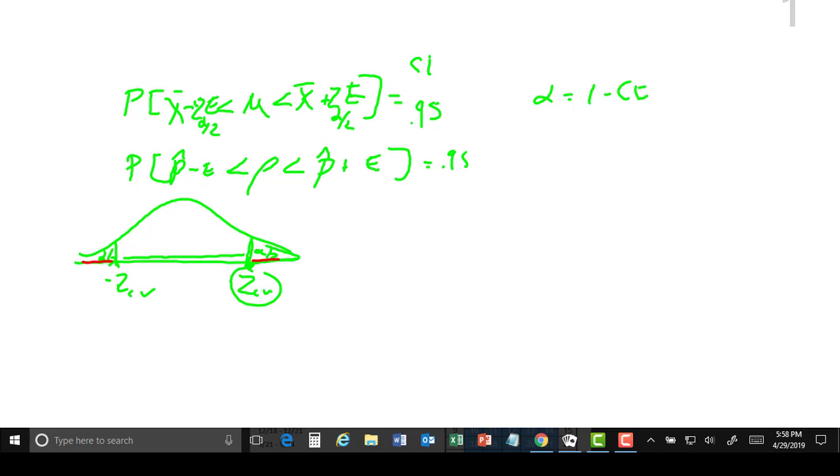Okay? Now, could we have the same one? Yeah, we could have one like this. Suppose I want to put a boundary around sigma. So then I go like this and like this. And then that's going to be bound by what? That's going to be bound by your sample.